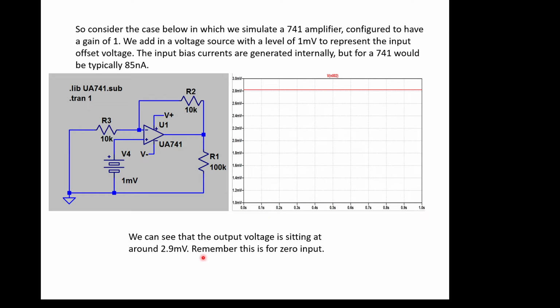Okay, so this is 2.9, 2.8 and a little bit. And remember, this is for a 0 input, so this is not ideal. And it's obviously got something to do with this 1 millivolt source that we've arbitrarily bolted onto it. But it's also got to do with the bias current offsets, which are modelled inside this op amp here.